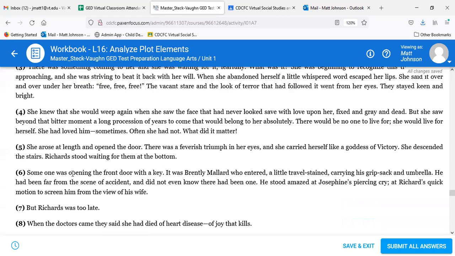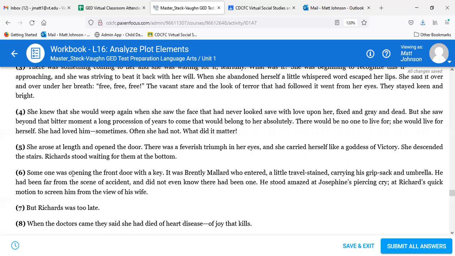Okay. Number 5. She arose at length and opened the door. There was a feverish triumph in her eyes, and she carried herself like a goddess of victory. As she descended the stairs, Richard stood waiting for them at the bottom.